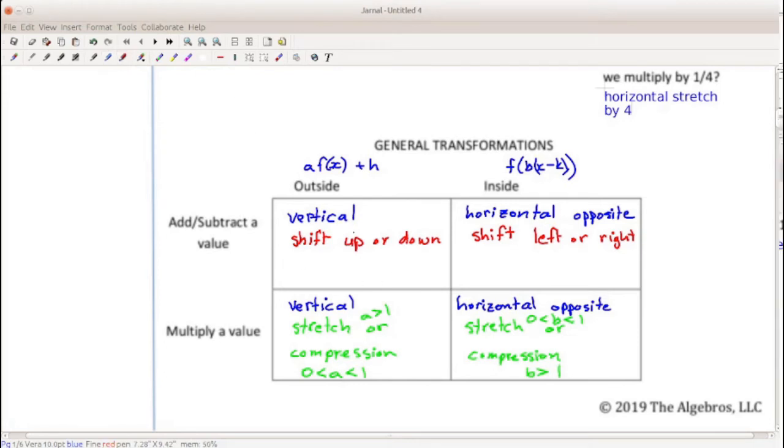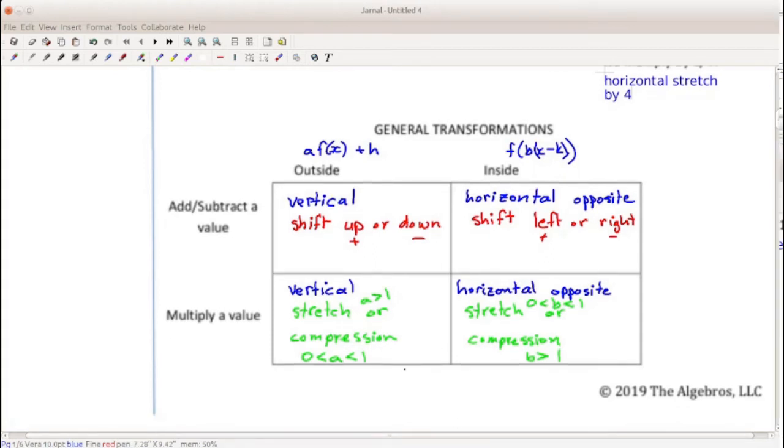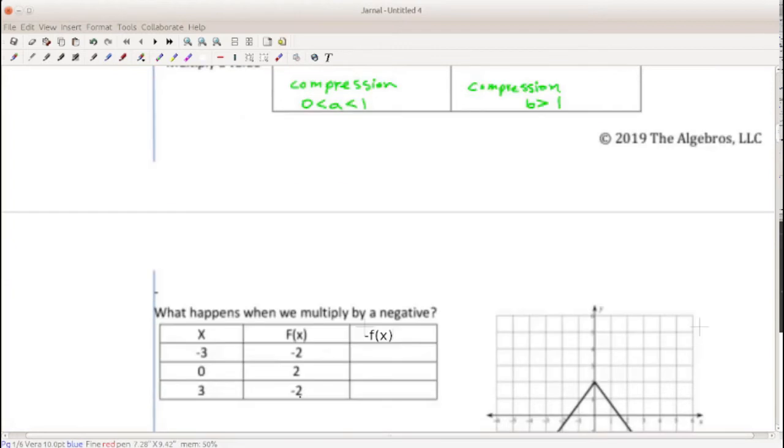And just for completeness, up is positive, down is negative, but in this case, left is positive, right is negative. So you don't have to memorize each of these individual cases if you can remember their commonalities. If you can remember, outside is always vertical, inside is always horizontal and opposite, adding and subtracting is always shifting, and multiplying is always a stretch or compression. So let's see how this applies as we keep going in this lesson. Keep this in mind. Here we go.